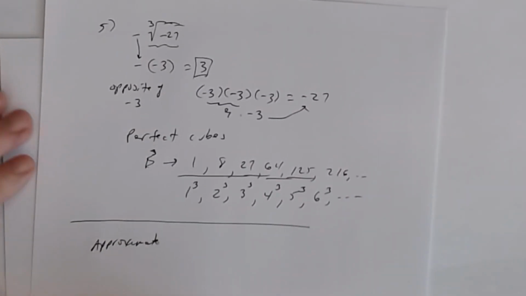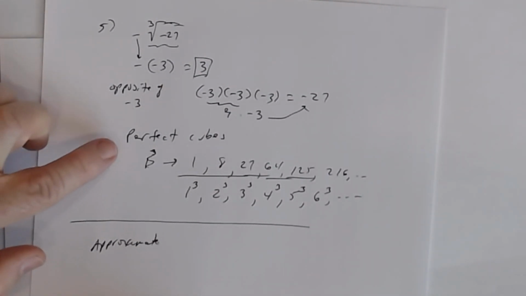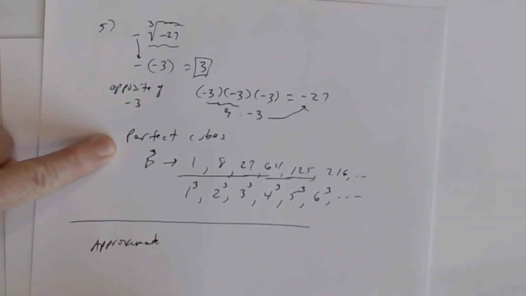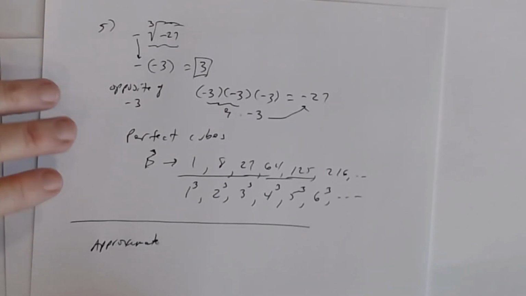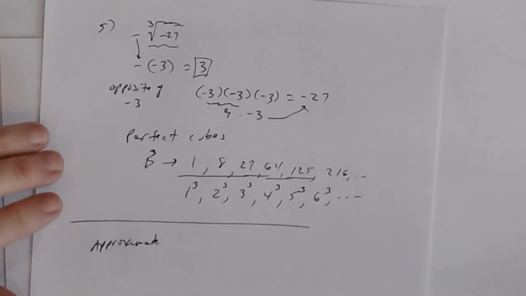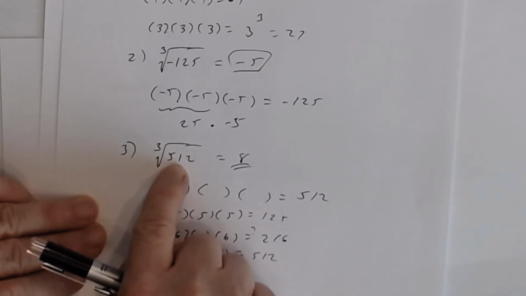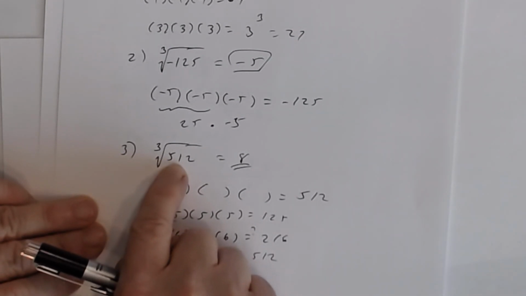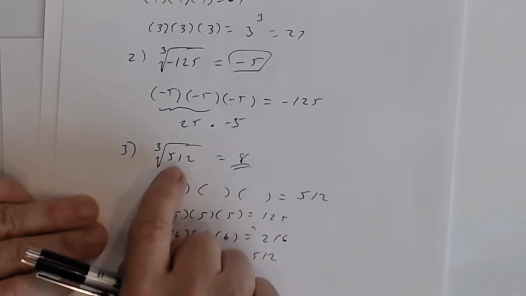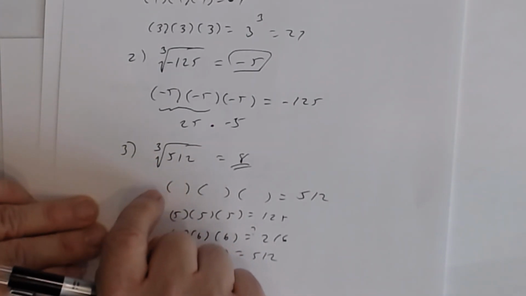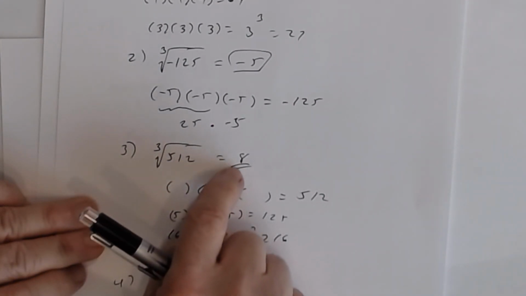Oh, and by the way, next week, it won't be perfect cubes anymore. So next week, you're going to learn how to simplify cube roots where the radicand is no longer a perfect cube. So that'll be starting Tuesday, where this is no longer a perfect cube. So you won't get this nice number right here.